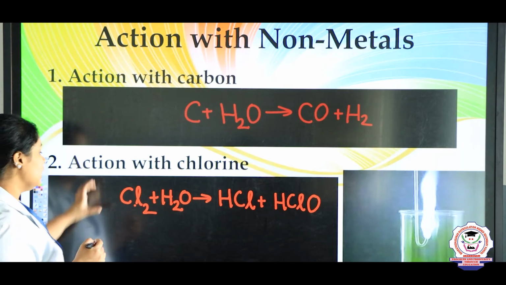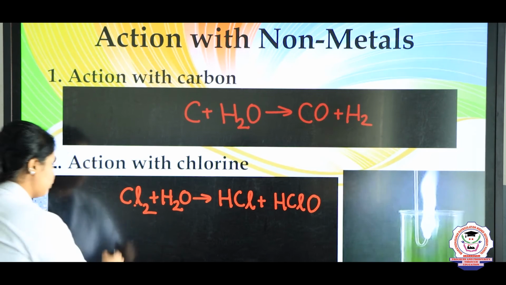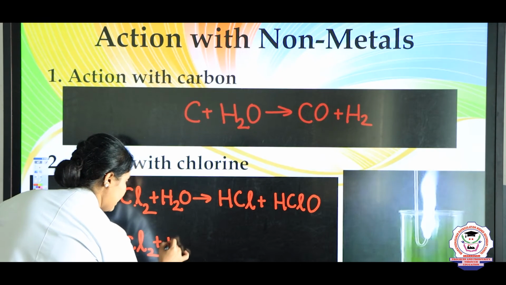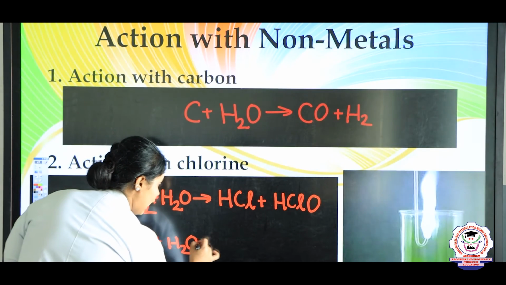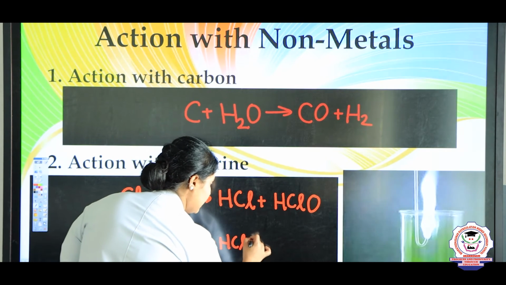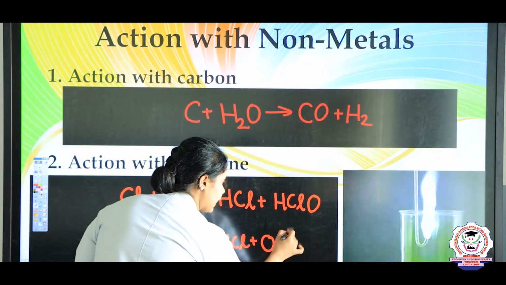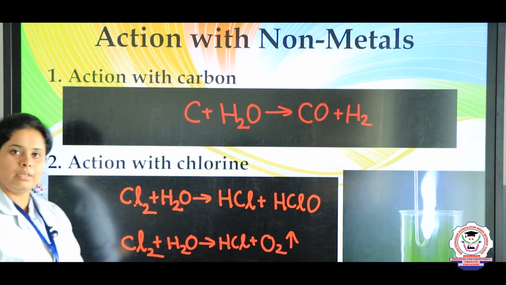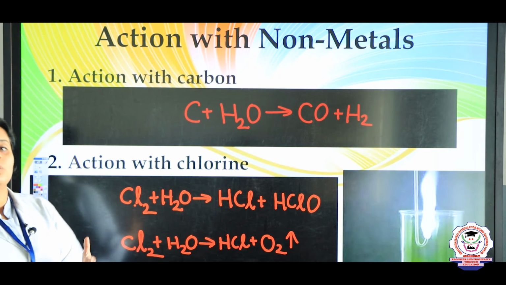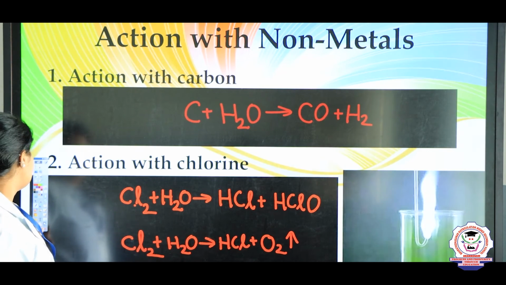Same way, if you are taking a larger amount of chlorine, excess chlorine, then it will come as Cl2 plus H2O, and the reaction will give a high amount of HCl, plus oxygen gas will get liberated. Okay. Yes, this is with less amount of chlorine and this is with excess chlorine. Okay, children? Yes.